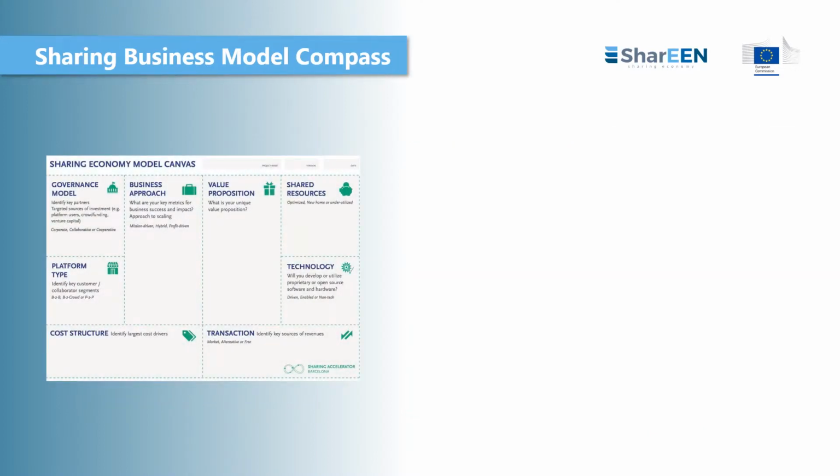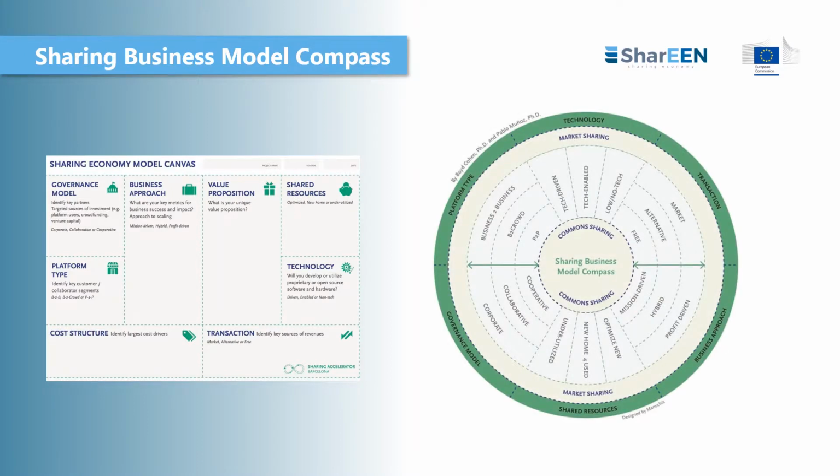Additional to the sharing economy model canvas, the sharing business model compass was developed. These tools are useful in demonstrating that there is a plethora of key decisions unique to the sharing economy that entrepreneurs must make along the way. A total of 6 key dimensions are identified that form the basis of the compass, consisting of the business approach, shared resources, platform type, transaction, technology, and governance model.